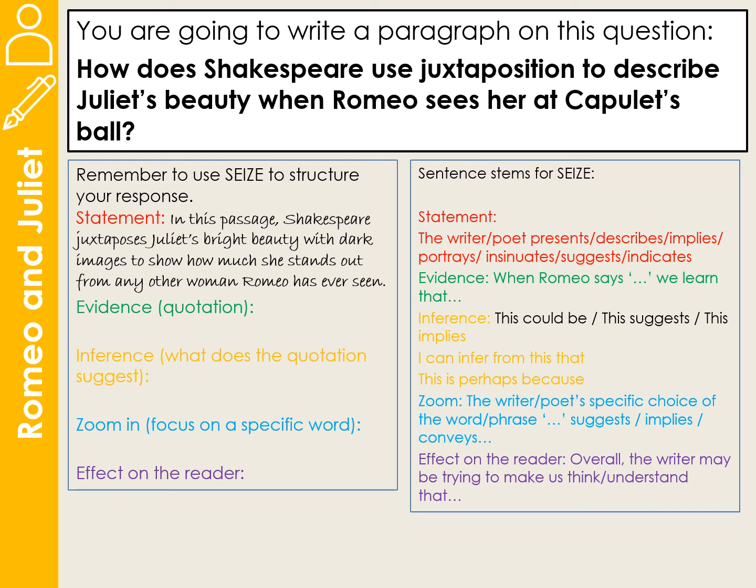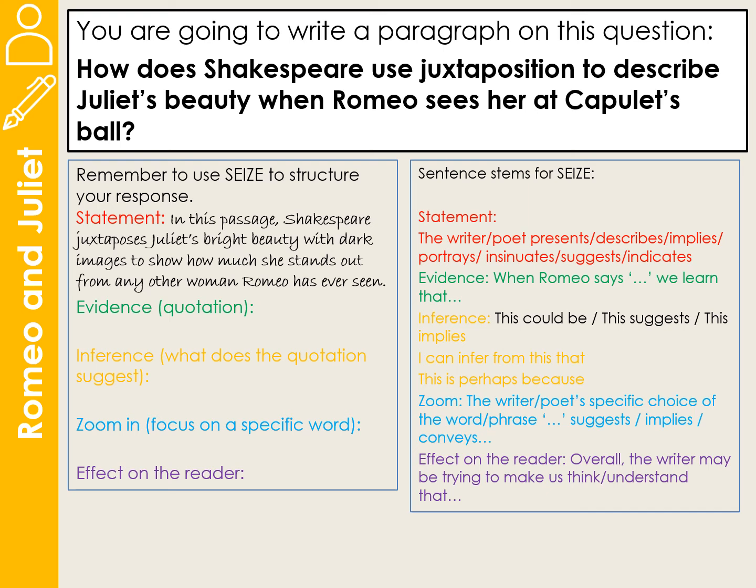So we have our statement, and our statement needs to answer the question. And you can see that the statement that we've given you does answer the question because it talks about how Shakespeare uses juxtaposition. It talks about the fact that that juxtaposition is used to show Juliet's beauty and contrasts it with dark images, and it explains the reason why. So it sums up the answer to the question in one statement.